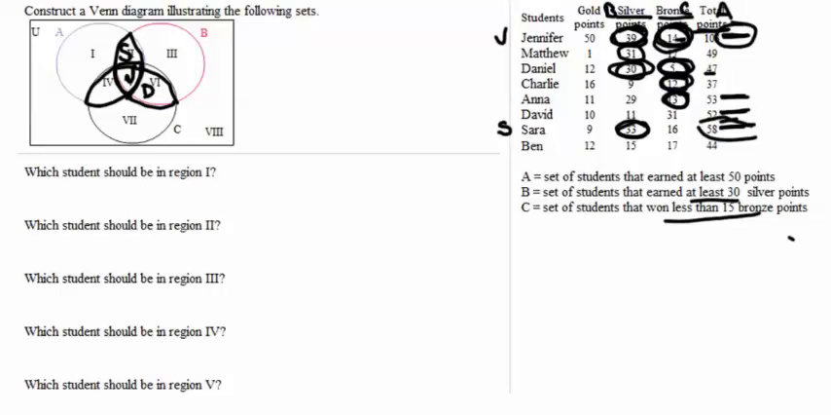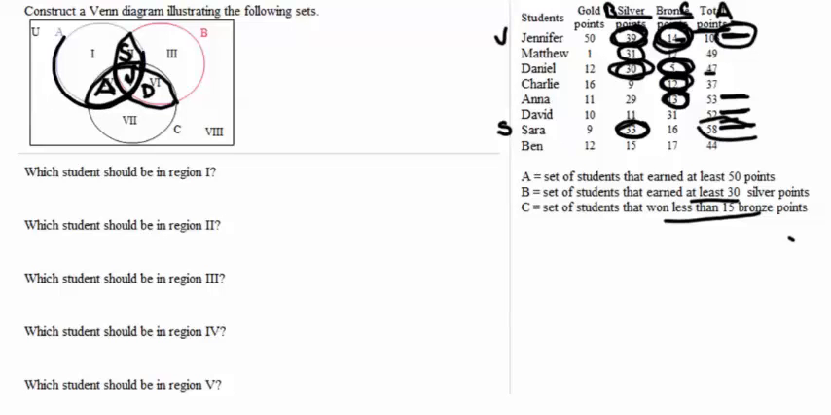Well, we know Jennifer is. And we know Anna is as well. So Anna is in this part of A and C. Anna is in A and is in C, but is not in B, because she's outside the B circle. Then we go back to the sets themselves.